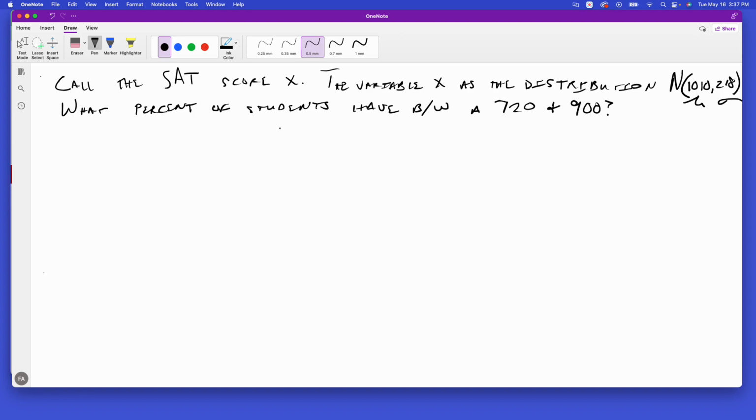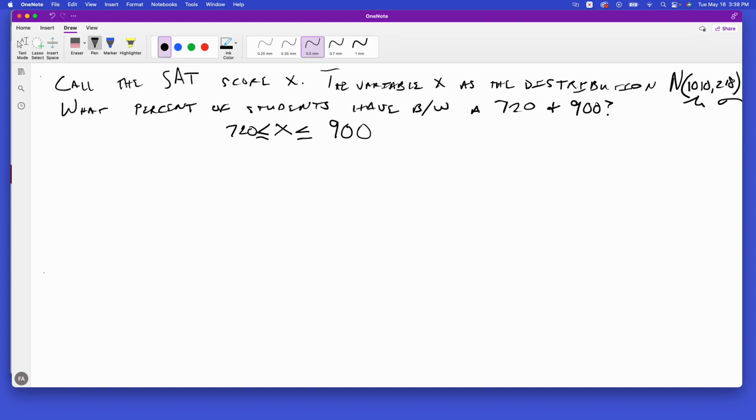Now the question we're asking is, what percent of students have between a 720 and 900 on the SAT? So the way we would write this out mathematically, we would say 720 is less than or equal to x, and x is less than or equal to 900 at the same time. So that is the situation we're dealing with and how we'd write that out.